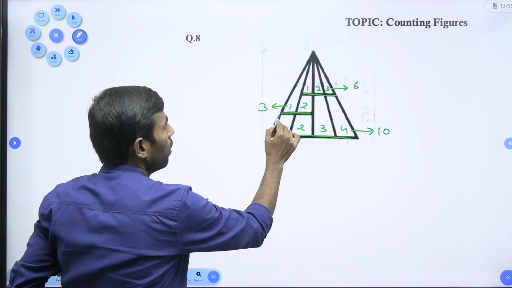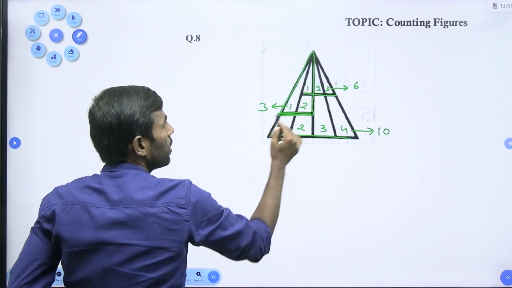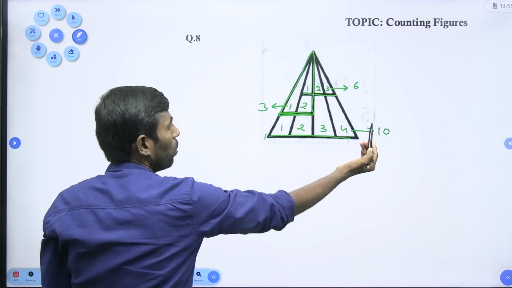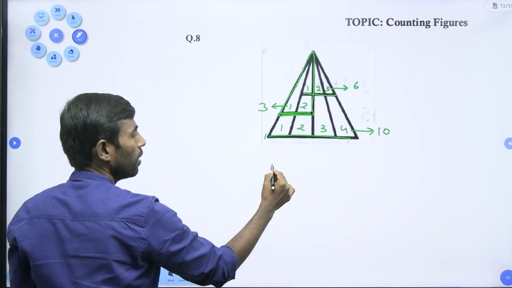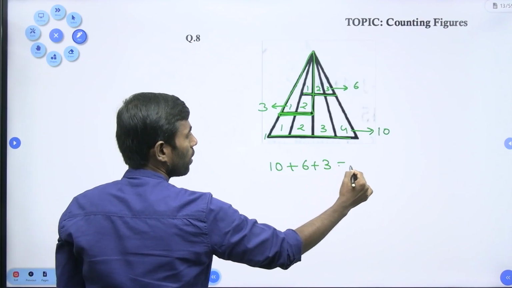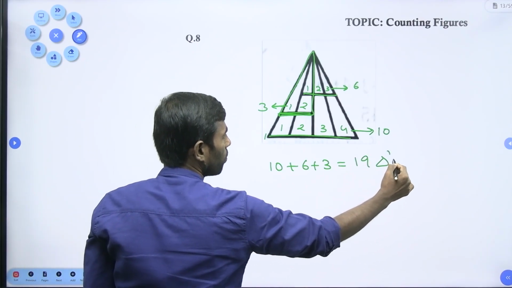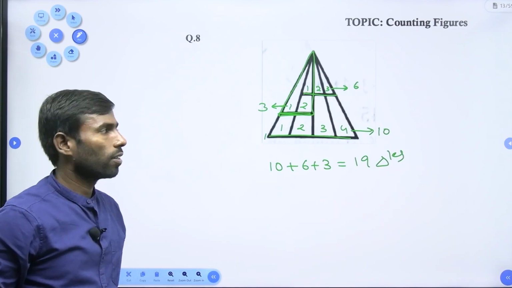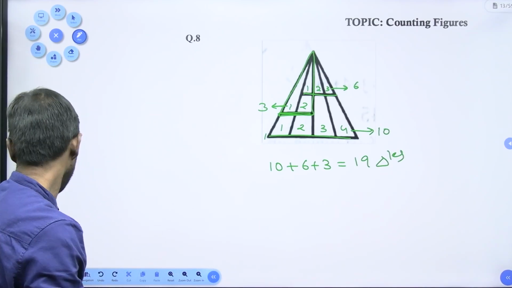For this baseline, this is the 3 triangles. For the bigger part, 1, 2, 3, 4. Total 10 triangles. Total how many triangles? 10 plus 6 plus 3, which is equal to 19 triangles. Okay? This part is clear to everyone.